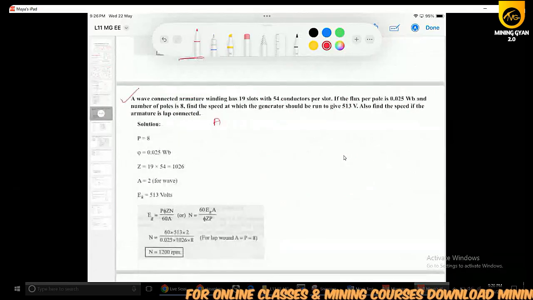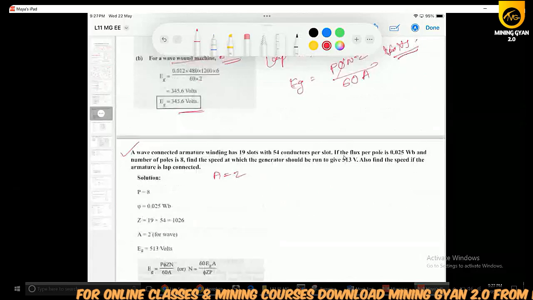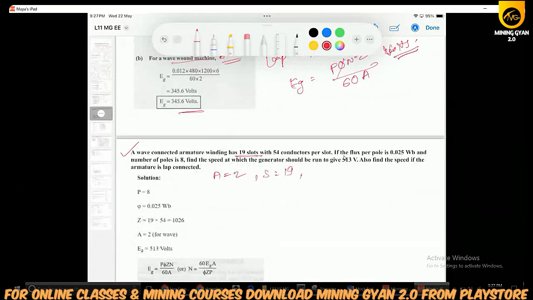Next, a wave connected armature winding, wave connected means A equals 2, has 19 slots, with number of conductors as 54 conductors per slot. So total Z will be 54 into 19, and that will be 1026. That is the Z total.